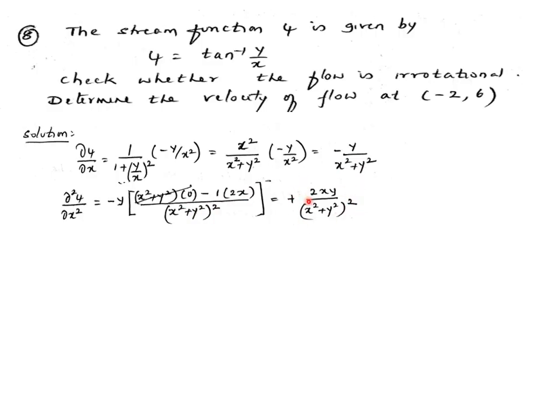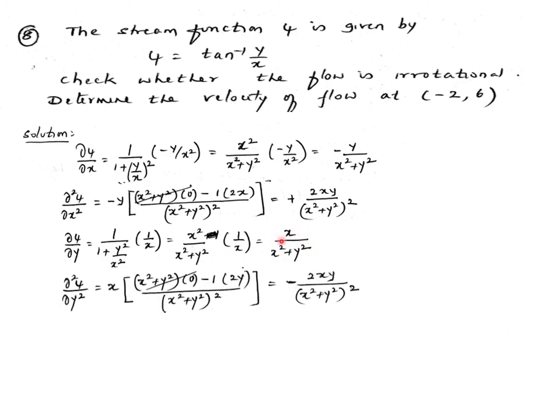Now take psi and differentiate with respect to y. Here it is 1 by 1 plus y square by x square, 1 by x is a constant, and the differentiation of y is 1. That gives x square by x square plus y square times 1 by x. So that gives x by x square plus y square. One more differentiation with respect to y: x is a constant, the differentiation of the numerator is 0, minus 1, the differentiation of the denominator is 2y by denominator square. So that gives minus 2xy by x square plus y square whole square.